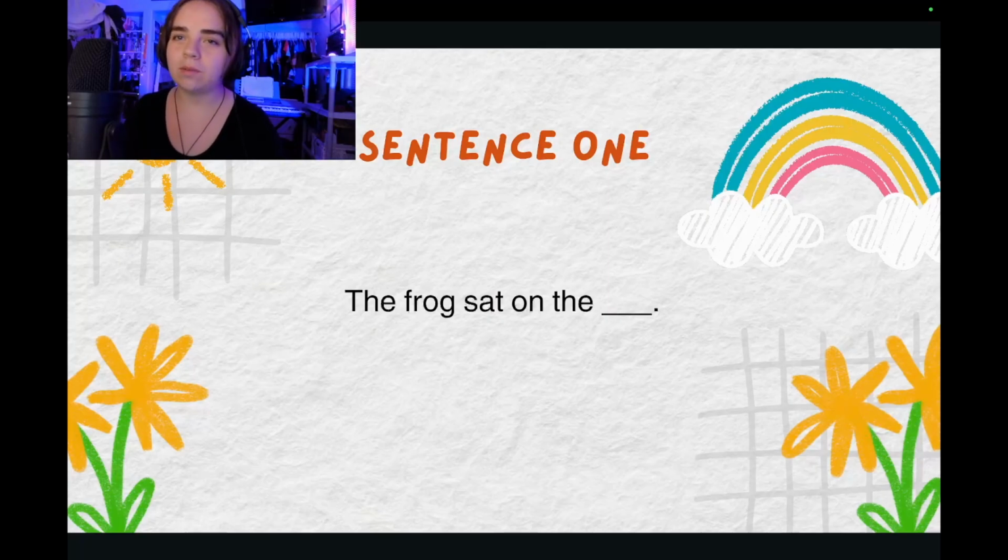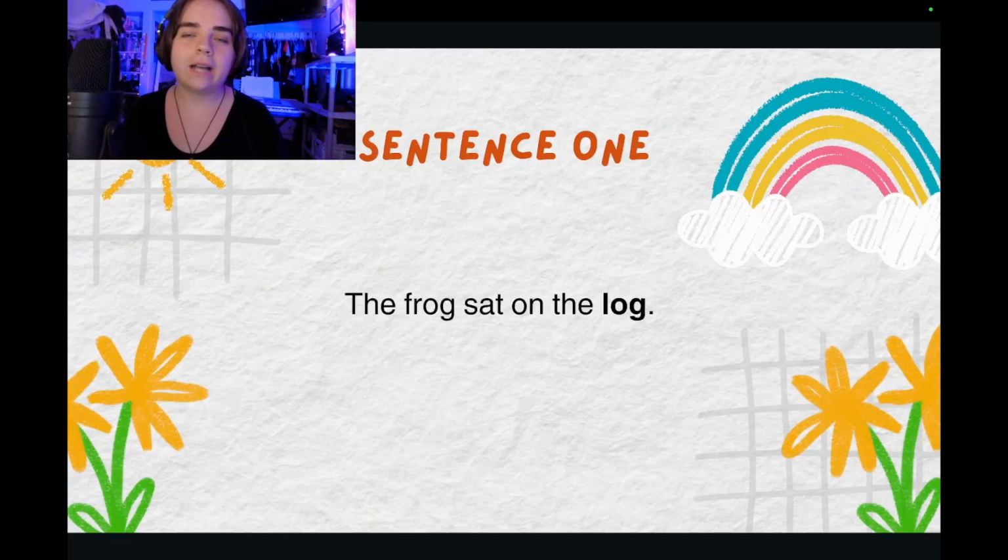So sentence 1, the frog sat on the blank. There are a lot of different options you can put here. For the one that I put to finish it, if you have it in your head, awesome. I put the frog sat on the log. A frog can sit on really anything, so anything that you believe fits this sentence works great.